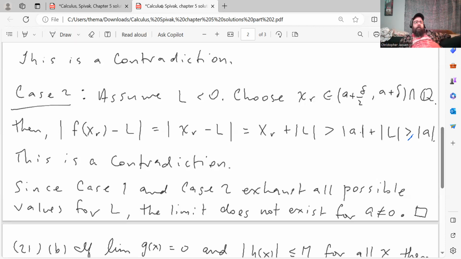Therefore, since case 1 and case 2 exhaust all possible values for L, the limit doesn't exist for any A not 0. If I remember correctly, we proved that the limit as A approaches 0 does exist, and it's equal to 0. I think we did that in chapter 5 itself, but this shows that for all other values of A, the limit doesn't exist.